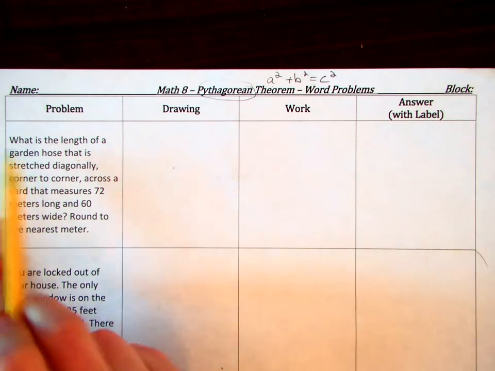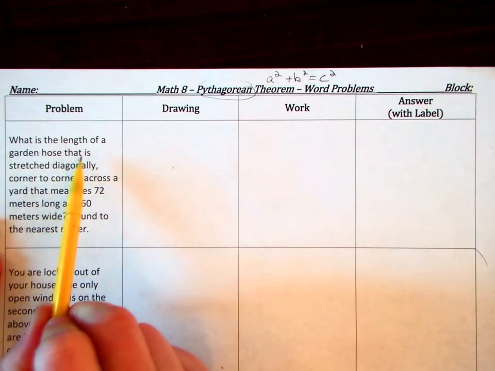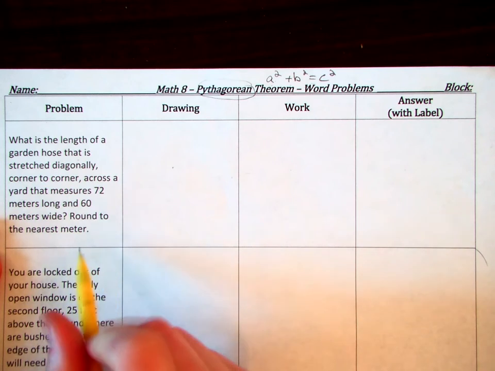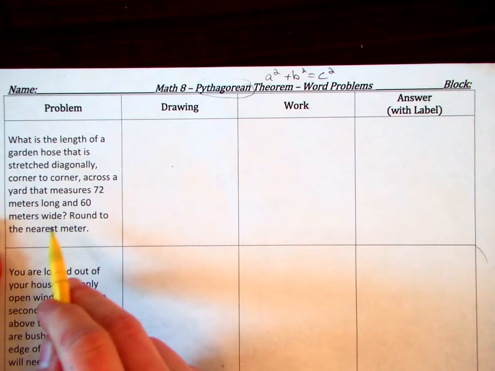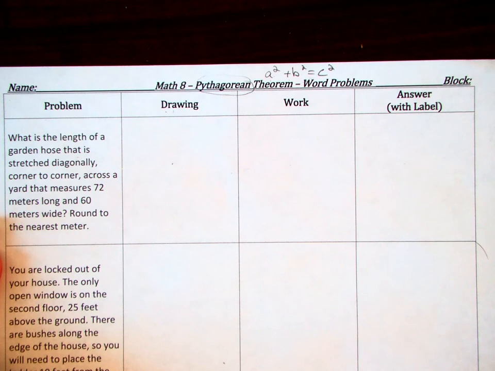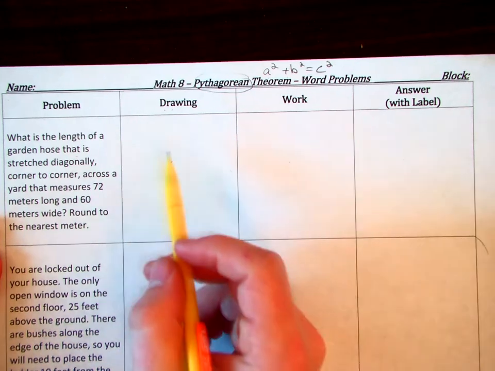So what I'm going to do is I'm going to read through this once. I'm going to underline or highlight anything that would help me set up this picture. Because again, the picture is going to be the most important part, because it helps you identify where the hypotenuse is, what legs you have, and specifically what value you are looking for.